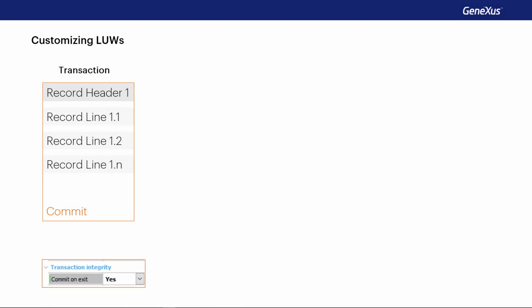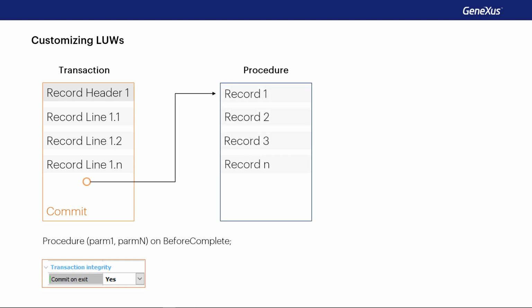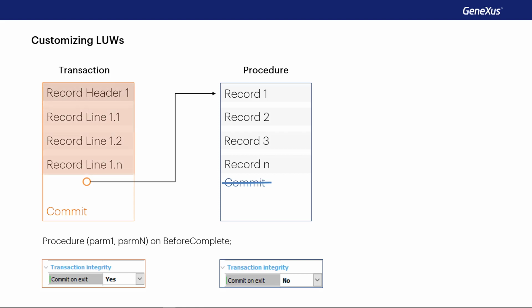One option is to follow these steps. 1. Invoke the procedure at some point prior to the automatic commit. For example, on before complete. And 2. Disable the automatic commit of the procedure. In this way, the procedure will be invoked after all the records have been saved, the one corresponding to the header and those corresponding to the lines, having already triggered all the rules conditioned to after-level events. In other words, the procedure will be called right before the commit.